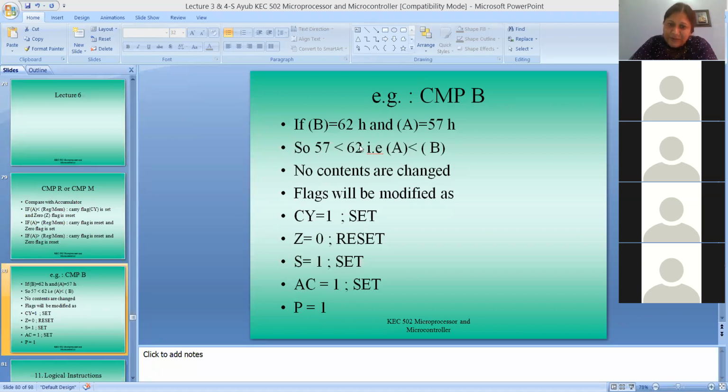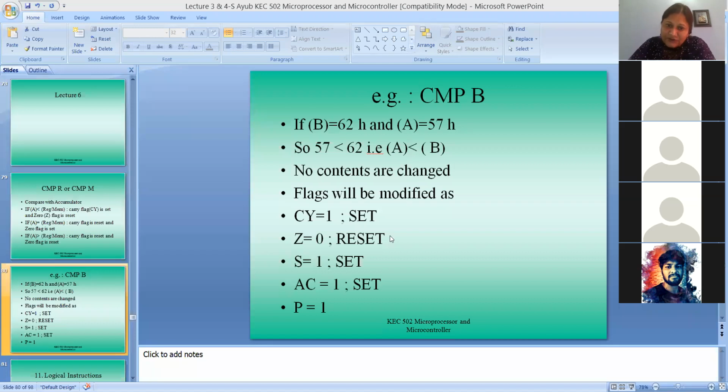Auxiliary carry is nothing but the result of this nibble, 7 and 2. 7 minus 2 is a positive number, so it is not generating any carry. If it is not generating any carry, then the auxiliary flag will not be set. But if it is generating a carry, then the auxiliary flag will be set. Understood?